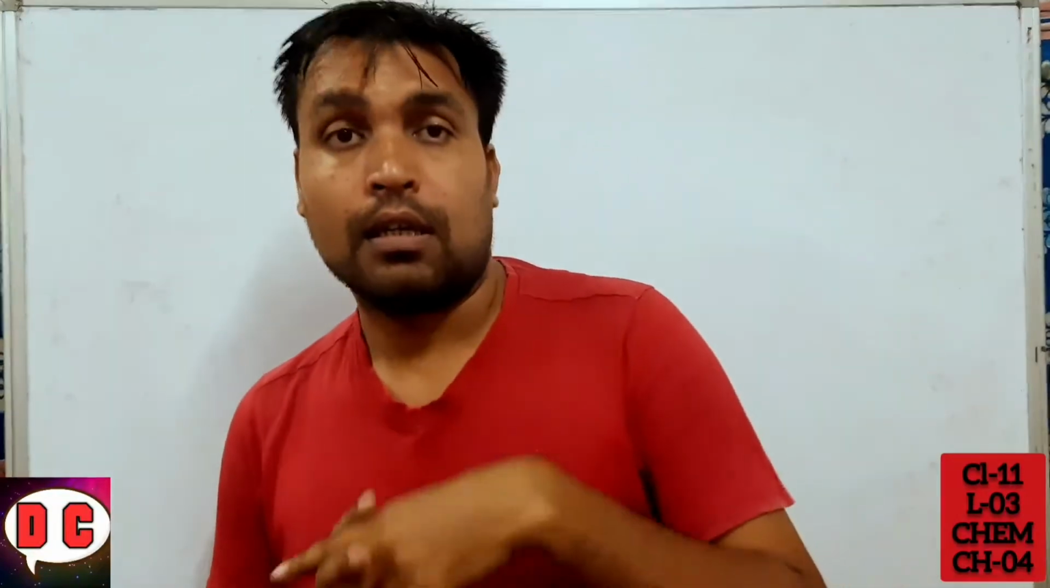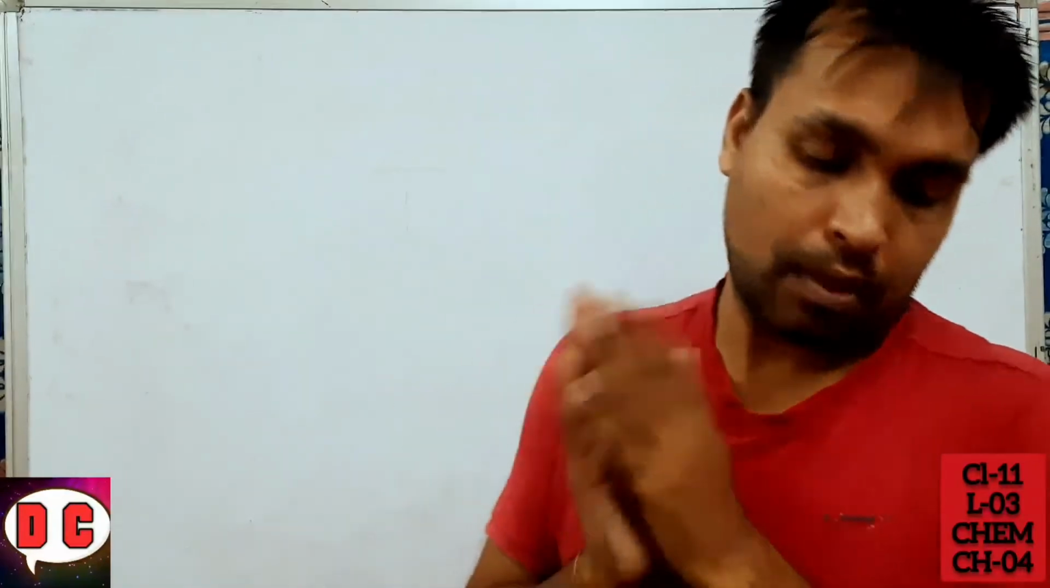We are going to continue with class 11 chapter 4 chemistry, and the topic which we are going to start today is... we have done up to covalent bonds. In today's lecture, Lewis dot structure we have already discussed in the previous lecture.